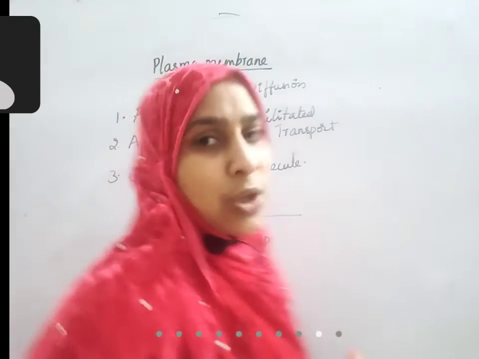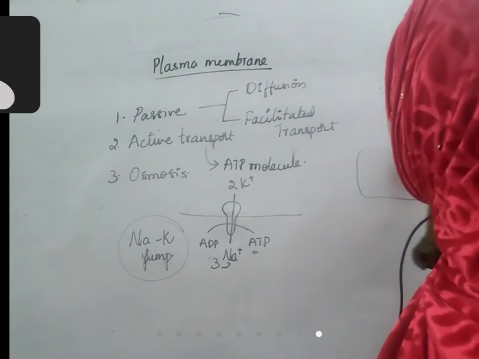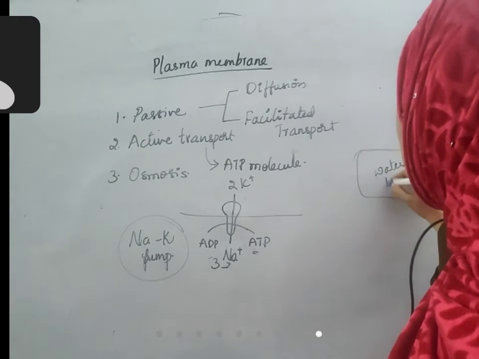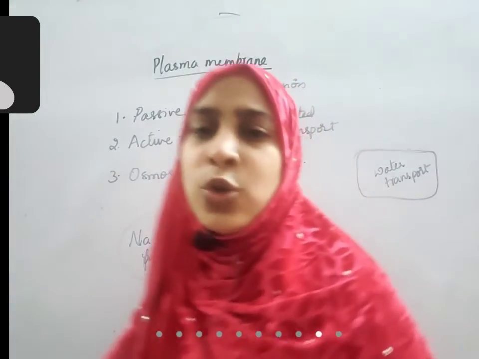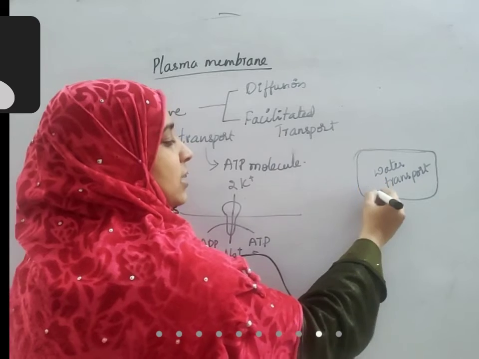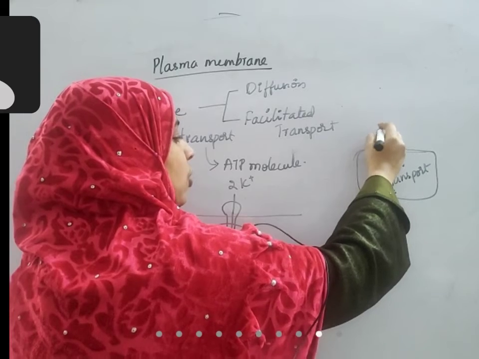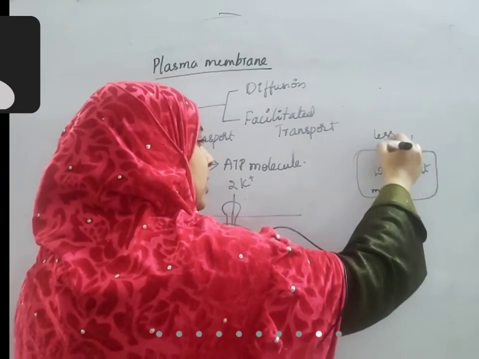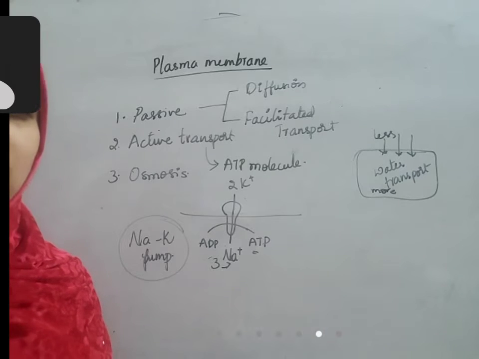What is osmosis? Osmosis occurs when there is a concentration difference. Water is transported from a low solute concentration region to a high solute concentration region. Inside the cell, the solute concentration is always more. Outside the cell, the solute concentration is always less. So water molecules tend to move inside. This process is called osmosis.